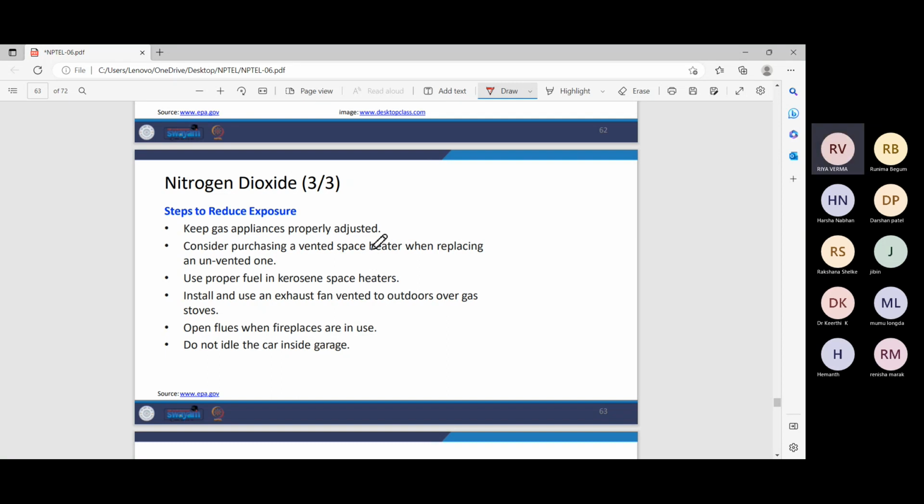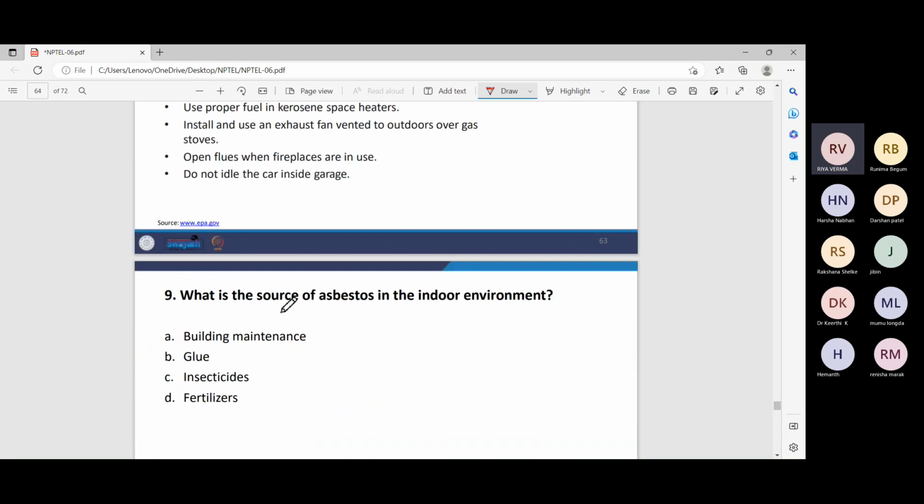Next is your use of proper fuel in kerosene space heaters. Then installing and using an exhaust fan vented to outdoors. Basically, if we want to reduce any kind of gas in a closed micro environment, the best way is just to increase the ventilation. Only by increasing the ventilation can we reduce these emissions to a significant amount. Then we have open flues when fireplaces are not in use, and then do not idle the car inside the garage. That will also lead to an increase in the NOx levels.